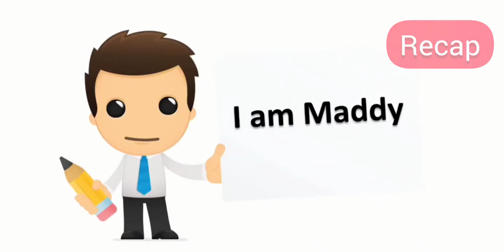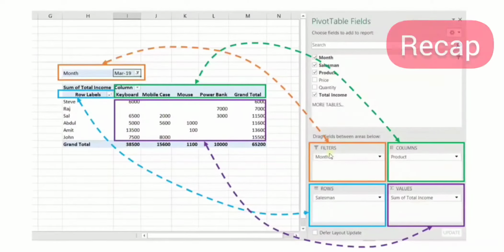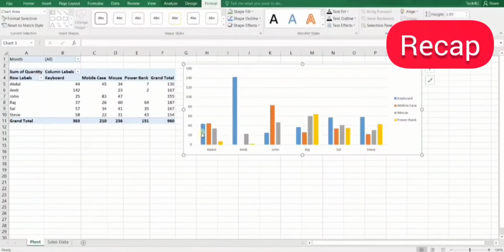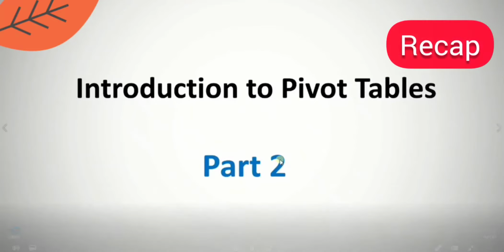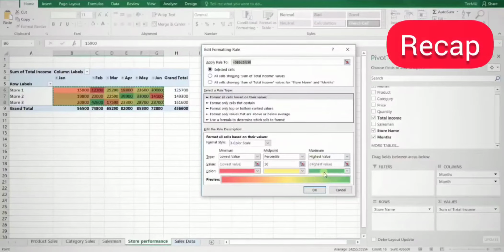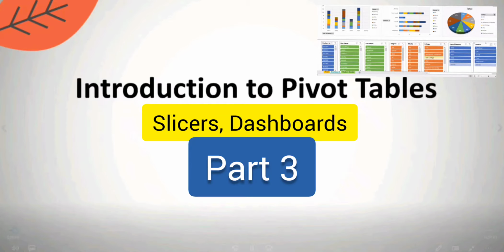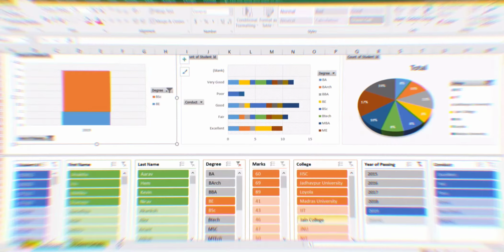In part 1, we saw how to understand the data, how to map the data to create pivot tables, how to create pivot charts. In part 2, we learnt about data analysis, data sorting, data filtering, conditional formatting and various other techniques. In part 3, we are going to learn about slices and dashboards.